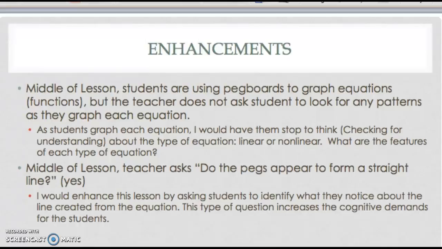So again, also in the middle of the lesson, the teacher will ask, do the pegs appear to form a straight line? And again, that question is so basic that I would prefer to ask students to identify what they notice about the line. And then they will start talking about how the line is straight or the line is curved. It's an increasing line, the trend of the line, or those kinds of things. And then you can start pulling out what they know. And that increases the cognitive demand for the student.